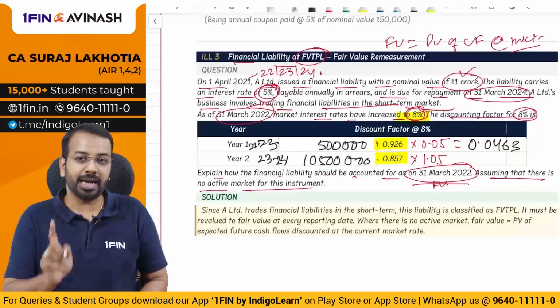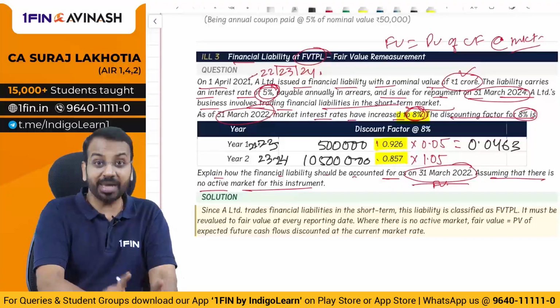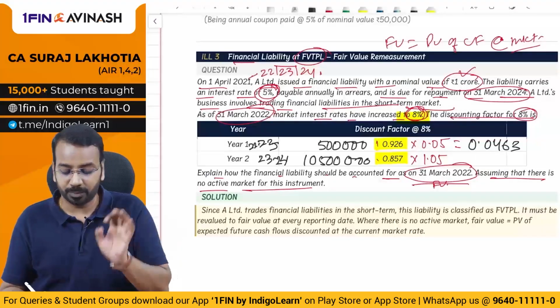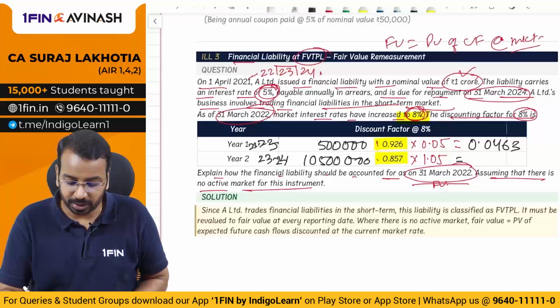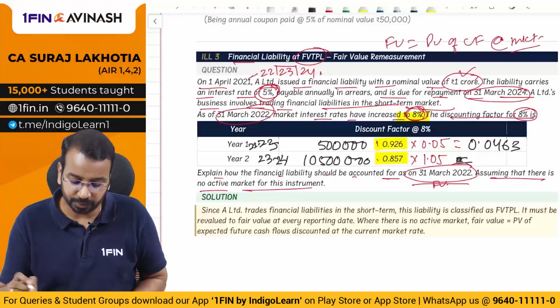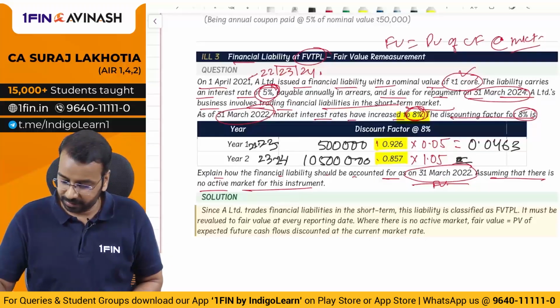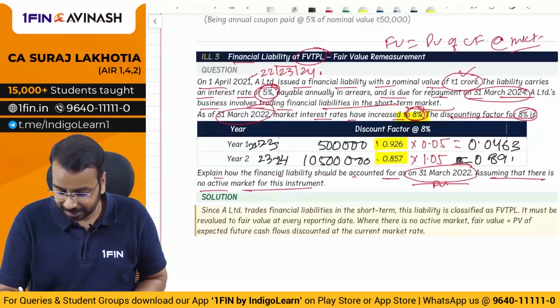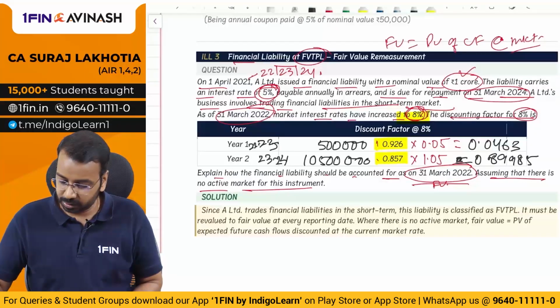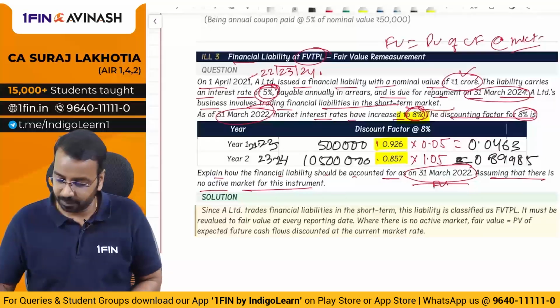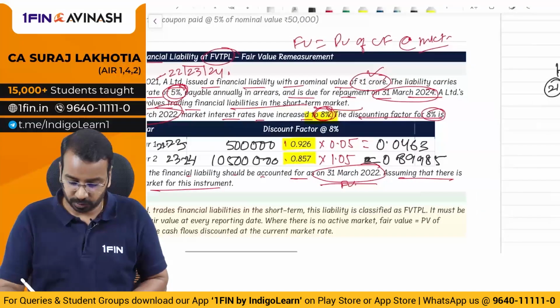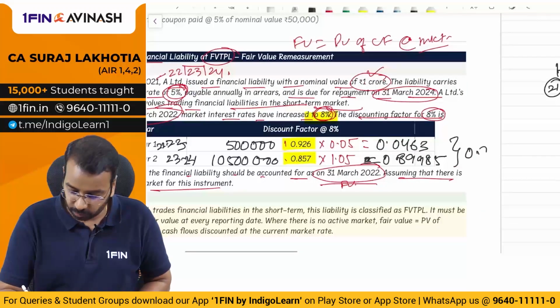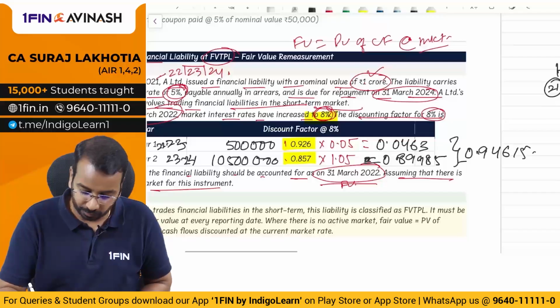Sir, how 1 crore 5 lakhs? 5 lakhs of interest we have to pay plus 1 crore of principal. Okay, so this you will multiply by 1.05. So 0.857 into 1.05 is 0.89985 plus 0.0463, 0.94615. So total is 0.94615.